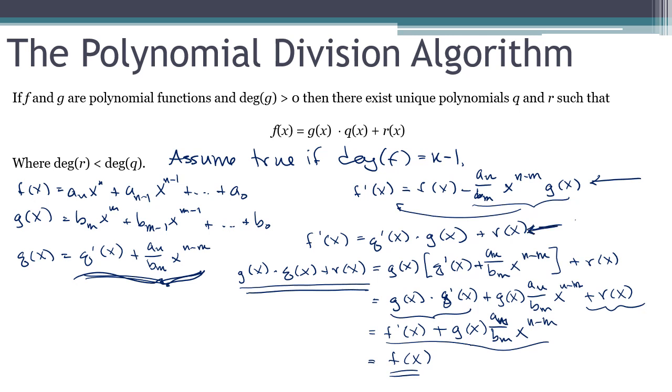And remember, when I came up with that r, that was based on the division algorithm. So the degree of this r is less than the degree of g. And that was what I needed to show.